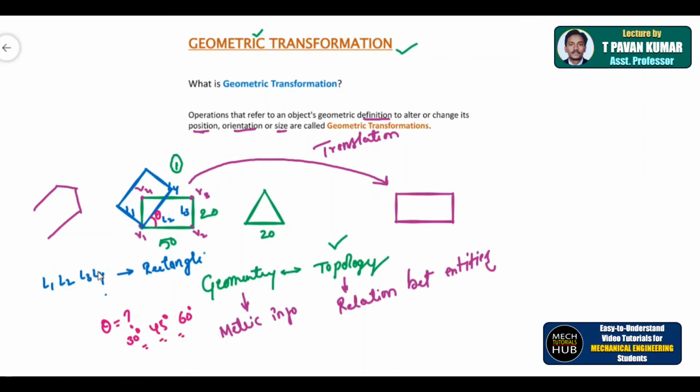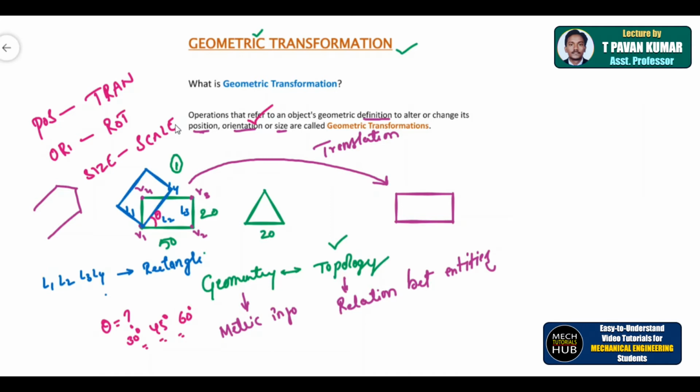It could be a square, rectangle, triangle, line, point, or any other thing that has to be rotated. That is nothing but the orientation. Positioning is translation, orientation is nothing but rotation. Position is translation, and orientation is rotation. Similarly, whenever you talk about size, you are talking about scaling.